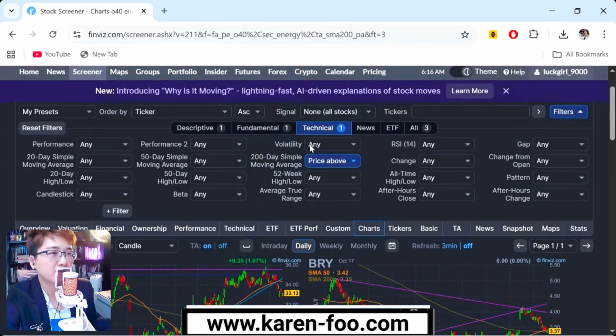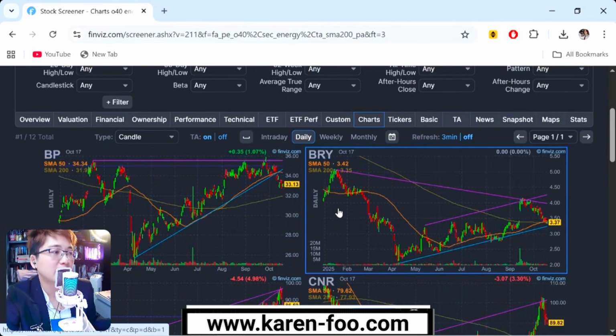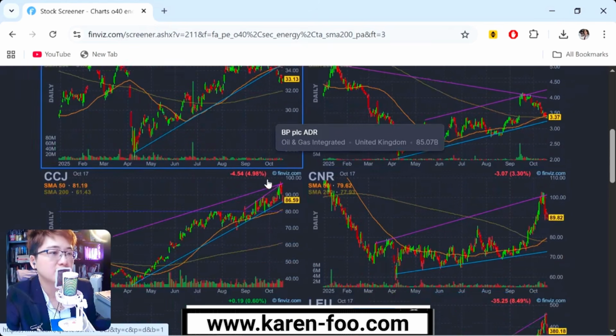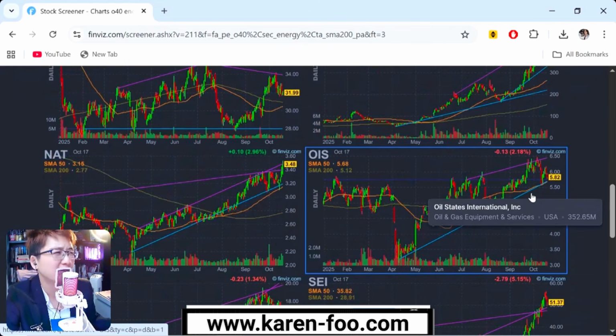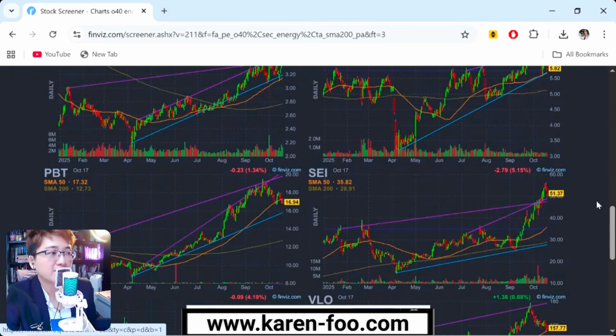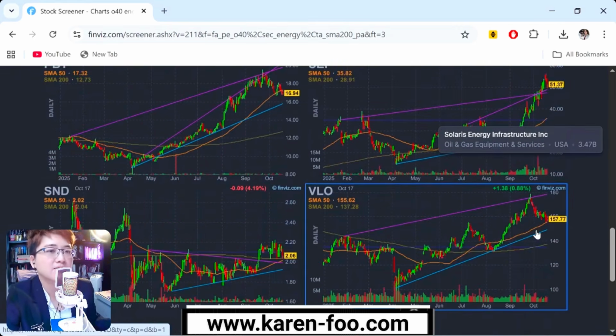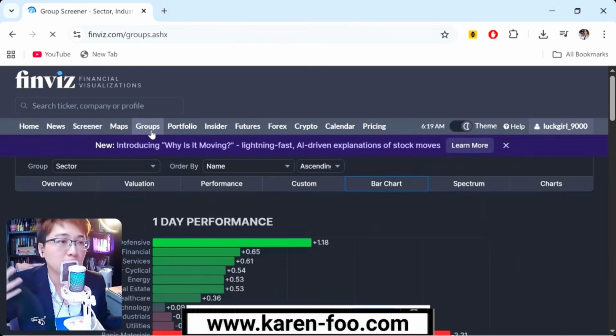So you can see that if you filter out using 200 SMA, okay, price must be above 200 SMA, you will see all the uptrending stocks, even though some of them are quite volatile. Wouldn't touch them, but a lot of them are on a nice uptrend. Okay, now there are many ways you can filter out. Again, I could do a whole video about it.